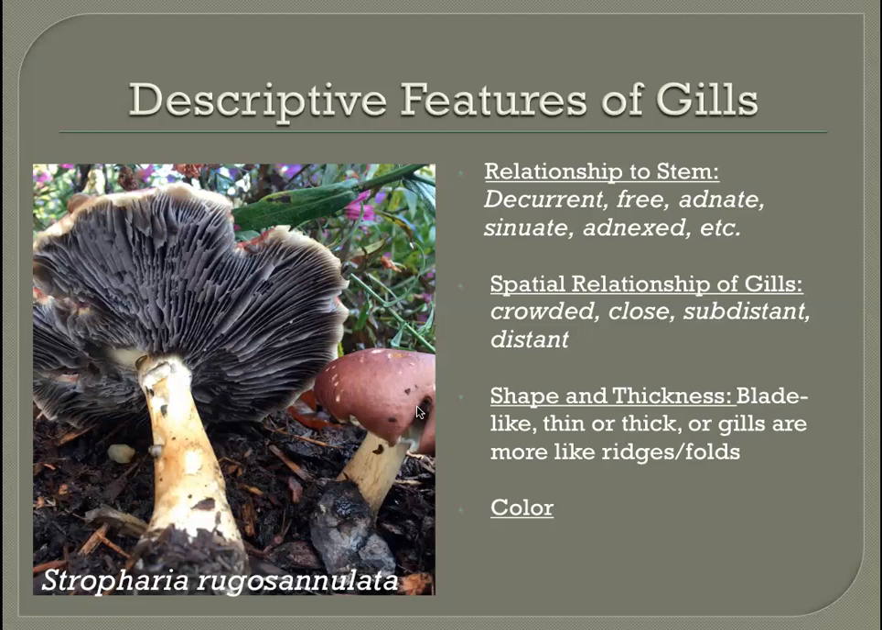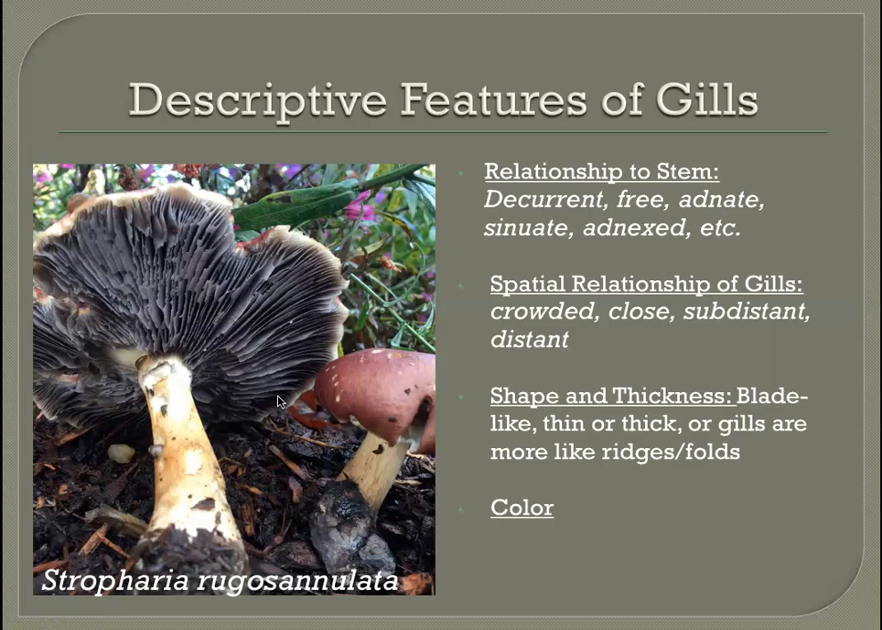And also, we want to see how close they are to each other. And that's one of those relative things. If you don't know what close gills look like versus broad gills or subdistant, it doesn't mean too much to you. But we can see it looks like there's some space in there. I think without having looked at many mushrooms, you could say that it looks like there's some space. They're not crowded, but they are close.